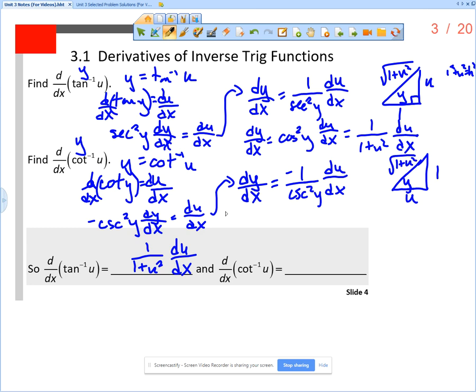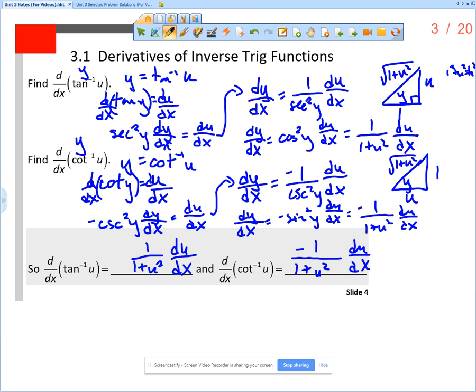All right, so then 1 over cosecant squared would actually just be sine squared. So I get that dy dx is negative sine squared of y, du dx. Well, what is sine? 1 over the square root of 1 plus u squared. So sine squared would give negative 1 over 1 plus u squared, and then the du dx. So negative 1 over 1 plus u squared, du dx.